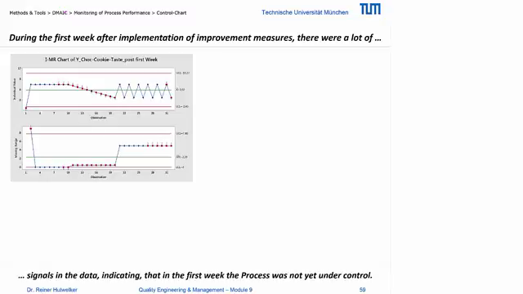During the first week after implementation of improvement measures, there were a lot of signals in the data, indicating that in the first week the process was not yet under control. To demonstrate this, I choose the IMR control chart.